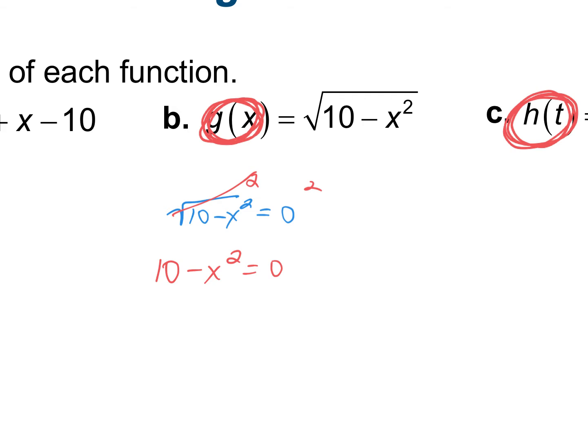How do I get x squared by itself? Minus 10. Okay, subtract 10 from both sides. So negative x squared equals negative 10. I heard I would just add 10. You do that. I just always like to have variables on the left-hand side.